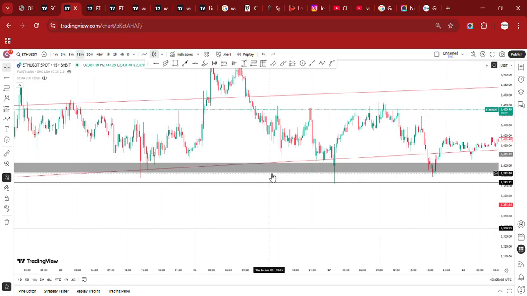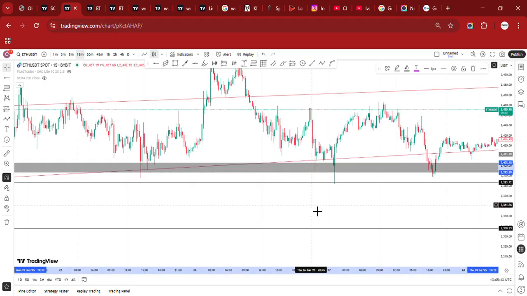If you adjust it, your entry will be 2403, while mine is 2411. You see, the difference is not much, so I'll still go on with mine.